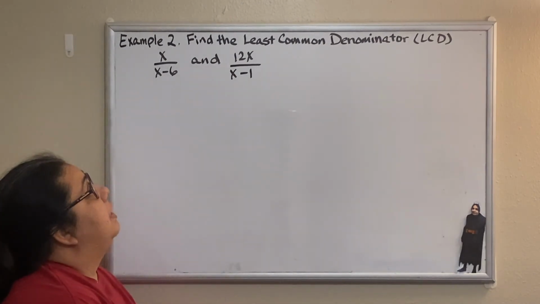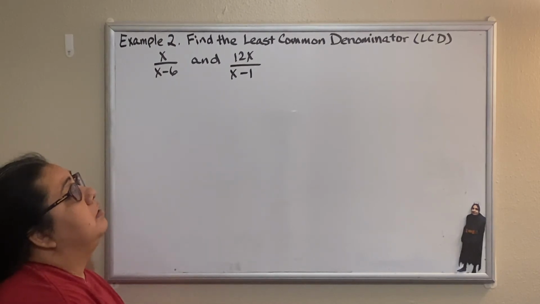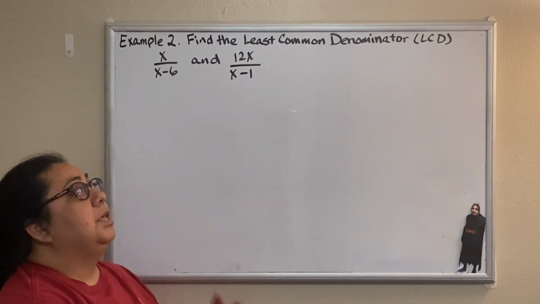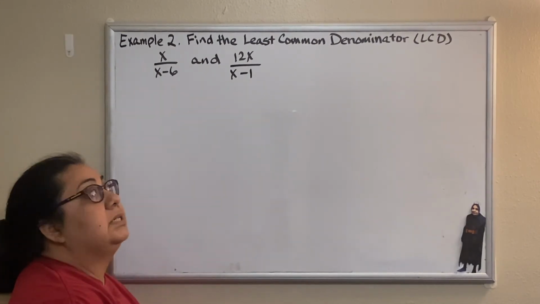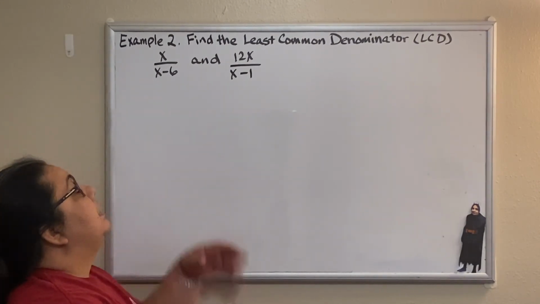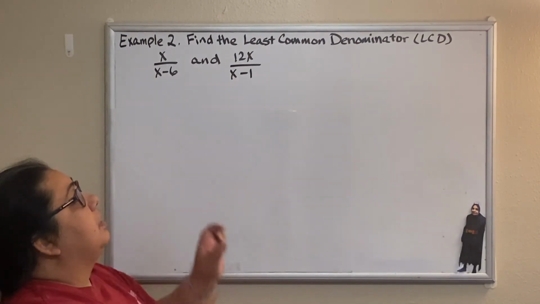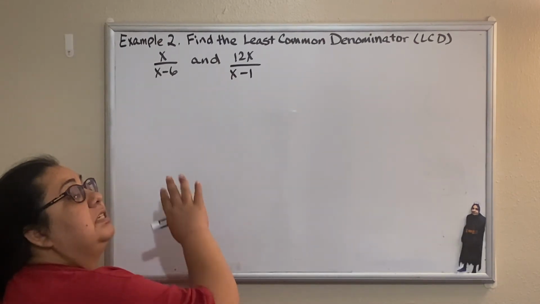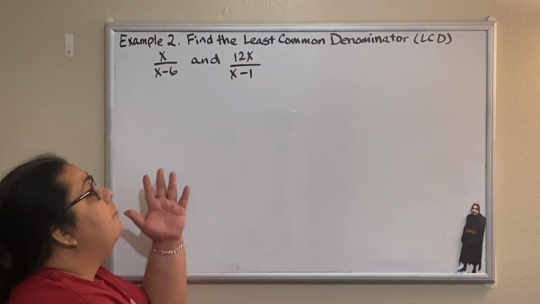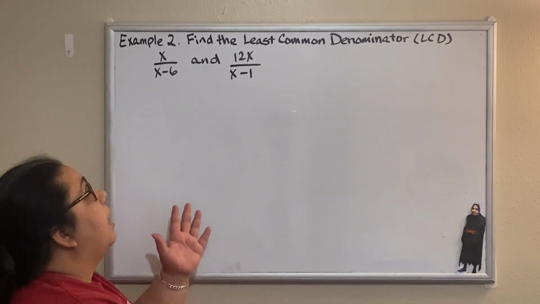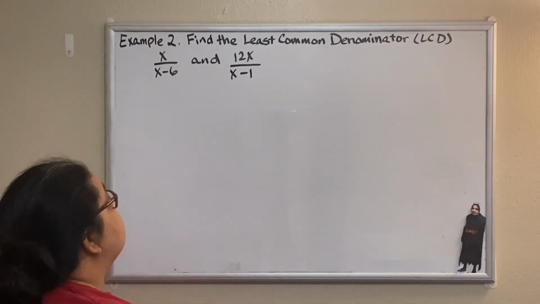Okay, so here we have example 2. Example 2 is find the least common denominator, also known as the LCD. Now, the only difference between the least common multiple and the least common denominator is that this is an actual denominator. It's a piece of a fraction. Previously, we just had listed values, so we just needed to find the least common multiple. We're still finding the least common multiple, but this time we're doing it for actual denominators. So we're doing the same thing.